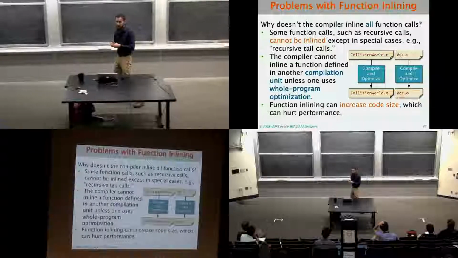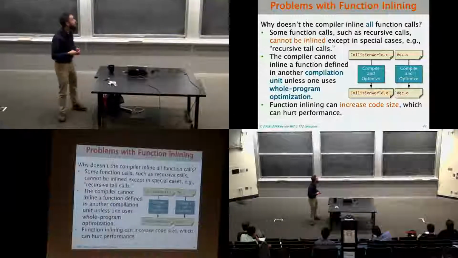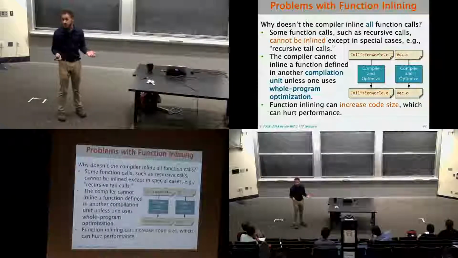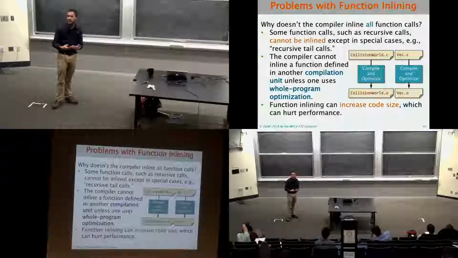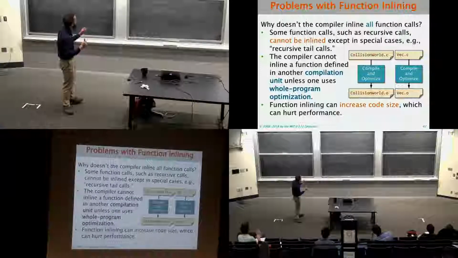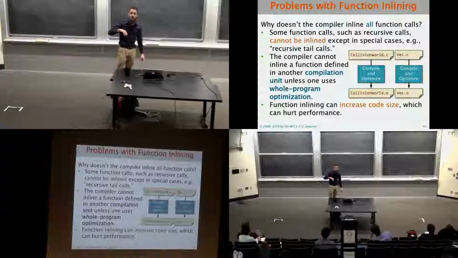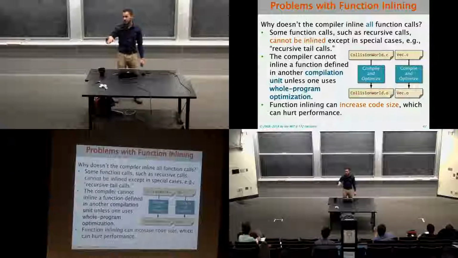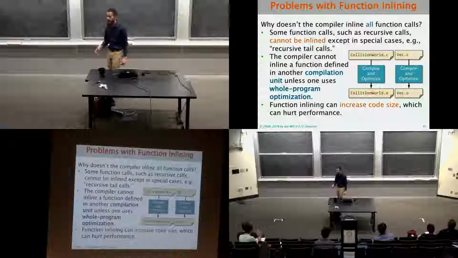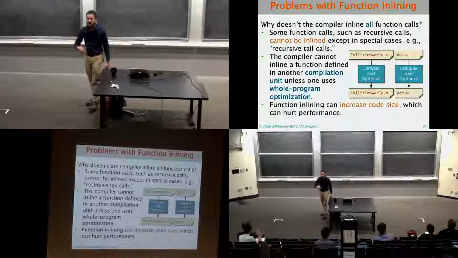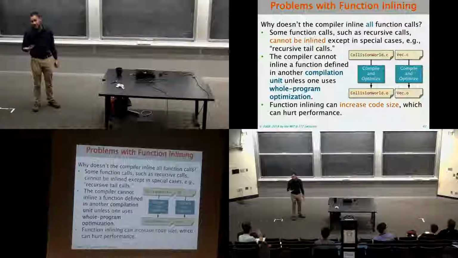So there are three main reasons why the compiler won't inline every function. I think we touched on two of them here. For some function calls, like recursive calls, it's impossible to inline them because you can't inline a function into itself. But there are exceptions to that, namely recursive tail calls. If the last thing in a function is a function call, then it turns out you can effectively inline that function call as an optimization. We're not going to talk too much about how that works, but there are corner cases. But in general, you can't inline a recursive call.